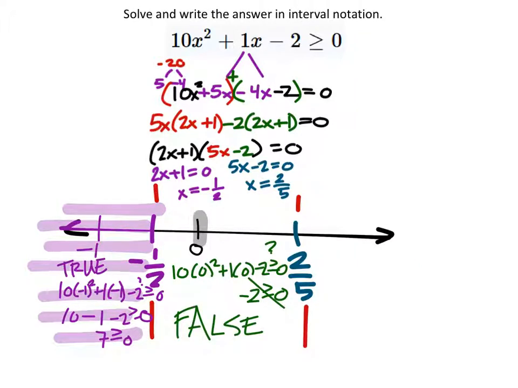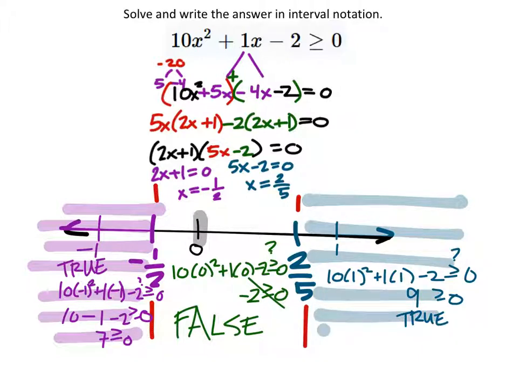All right, now we're going to go to the right of 2/5 and test any value to the right of 2/5. All right, using positive 1, okay. So 1 would be somewhere over here. So I've got 10 times 1 squared plus 1 times 1 minus 2. Is this greater than or equal to 0? So 10 plus 1 minus 2, 9, is greater than or equal to 0. That is true. So we know everything to the right then of 2/5 also is true. And this should help us to create our interval notation.